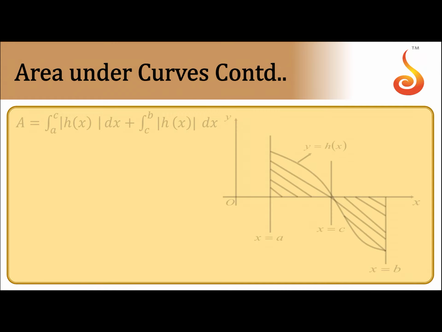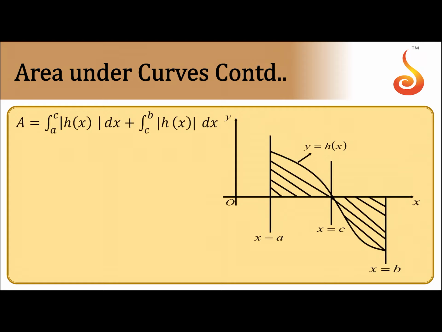Okay, next one. When two curves are given and you are finding area, we take the modulus. This area plus this area. Obviously this will be negative, so that's why we take modulus.